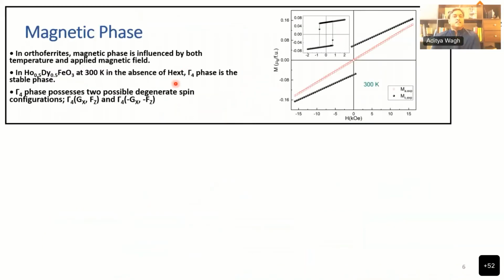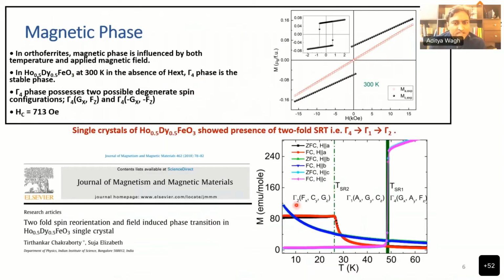Here is a single crystal of Ho-Dy. Why did we choose this? Because at room temperature it shows the gamma 4 magnetic phase, and at very low temperature, below 25 Kelvin, it goes to the gamma 2 phase. There is a somewhat complex first order phase transition: gamma 4 to gamma 1 first, then there is some region of gamma 1 2, and then gamma 2.